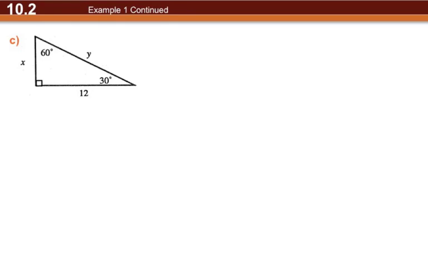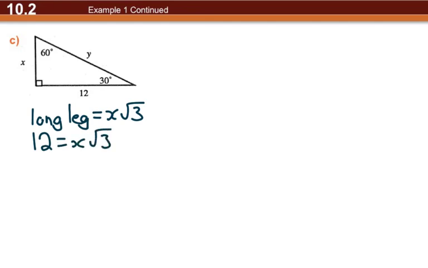What we know with a 30, 60, 90 is that the long leg is x root 3. Long leg in this case being 12. So 12 equals x root 3. Divide both sides by root 3 to cancel that off. And we get that x is 12 over root 3.